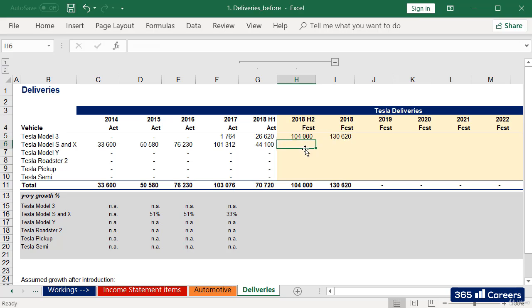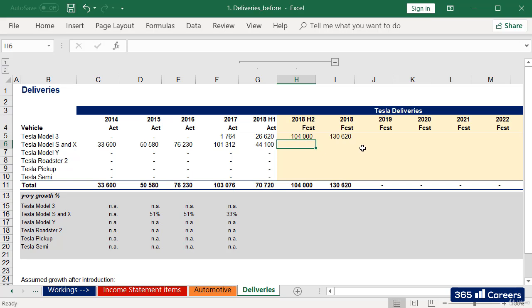Let's take a look at Model S and Model X. We've decided to group these together because they have a similar average price, and both models have been on the market for a few years now. Moreover, Tesla frequently reports Model S and Model X deliveries together.